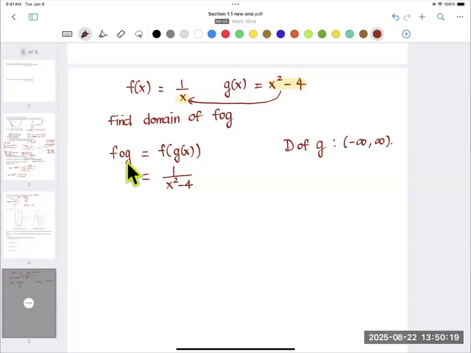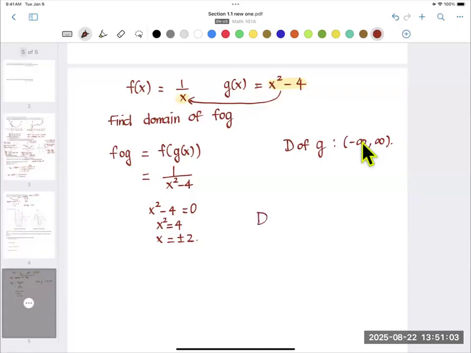Now look at the function f of g of x, we have 1 over x squared minus 4. To consider the domain of the composition function, we also have to look at the final expression, and it looks like this is a rational function. We need to exclude the zeros of the denominator. So x squared minus 4 cannot equal 0. We will have x squared equals 4, or x equals plus and minus 2. So the domain of the final expression is x cannot equal plus and minus 2, and the domain of g is all real numbers.